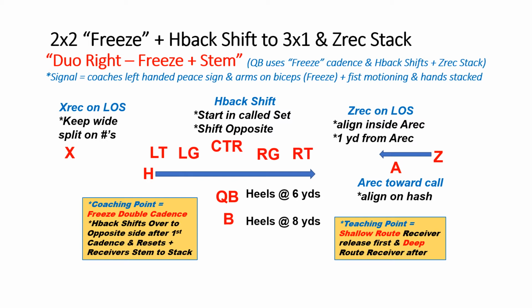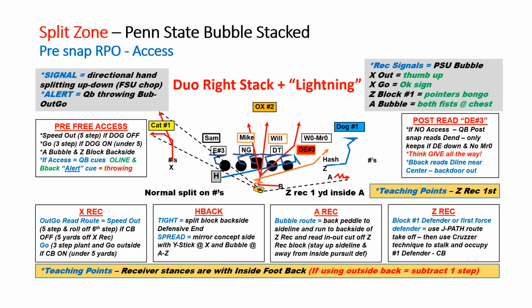We can combine that stemming and shifting all together now. We could freeze it after the cadence, and give the signal of the shift for the H across to 3x1 and stack the receivers at the same time. Real simple. All right, so here's our first RPO with split zone, just to give you an example.